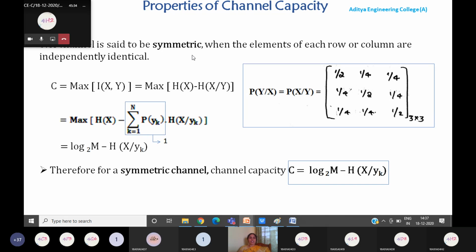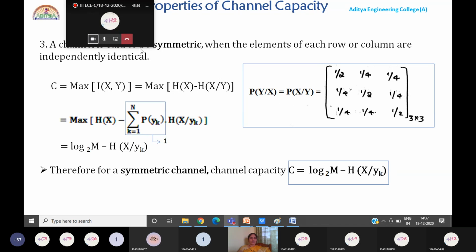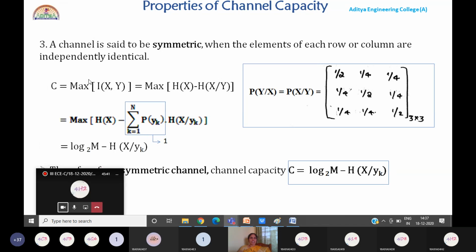Now coming to our symmetric channel. In the third property, we are telling the symmetric channel. A channel is said to be symmetric when the elements of each row or column are independently identical. If you consider any row, 3 rows are there. The first row has a single 1 by 2 and two 1 by 4s. And the same is repeated for the 3 rows. So elements of each row are independently identical.